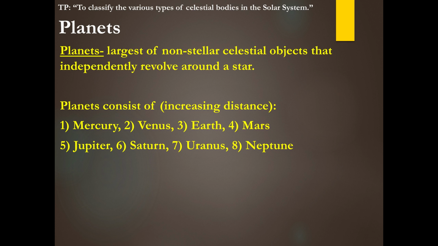All right, let's begin. Planets. Largest of non-stellar celestial objects that independently revolve around a star. Our planets consist of Mercury, Venus, Earth, Mars, Jupiter, Saturn, Uranus, and Neptune.